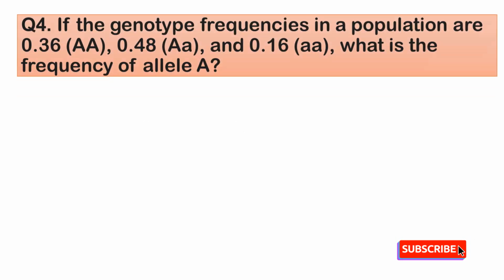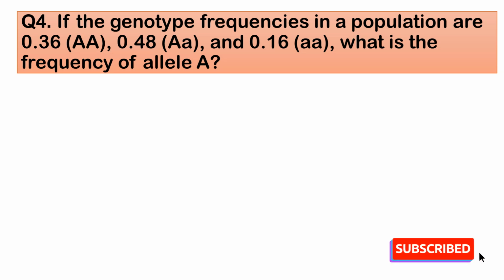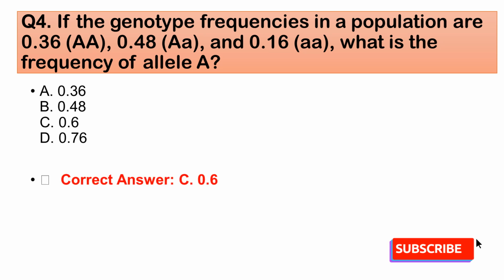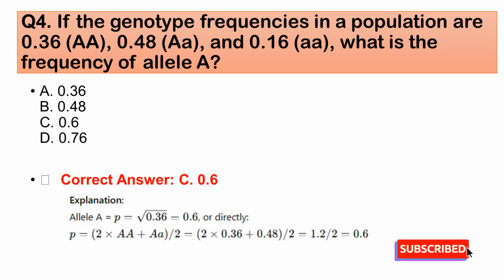Q4. If the genotype frequencies in a population are 0.36 AA, 0.48 Aa, and 0.16 aa, what is the frequency of allele A? A. 0.36. B. 0.48. C. 0.6. D. 0.76. Correct answer: C. 0.6.